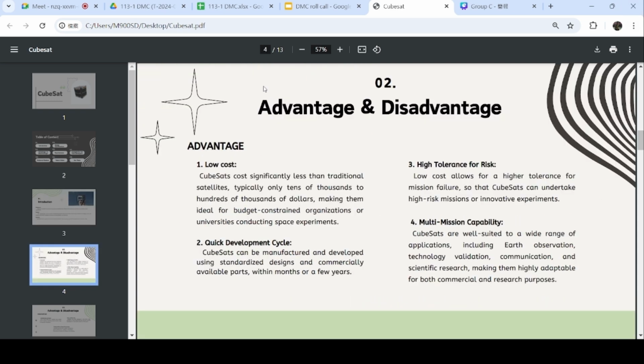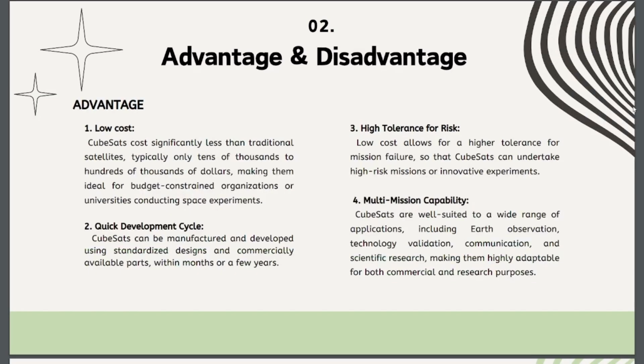Let's talk about the advantages. First is the low cost, because we can lower the budget from its design. The second is its quick development cycle. A CubeSat can be manufactured and developed using standardized design and commercially available parts within months or a few years. Three is the high tolerance of risk, because it's cheap, so we can do many experiments.